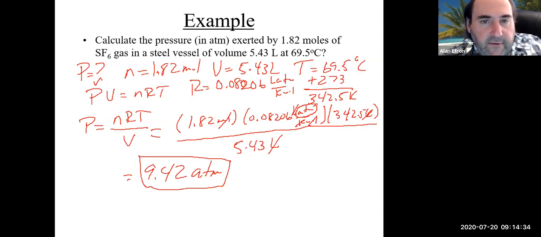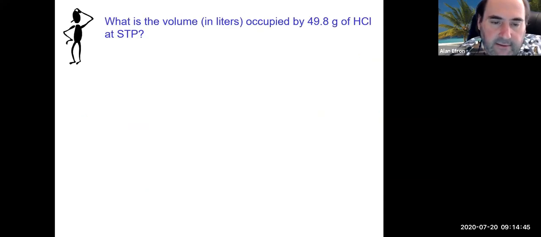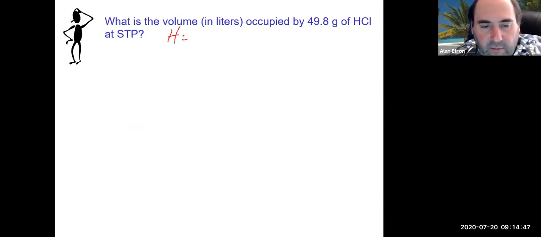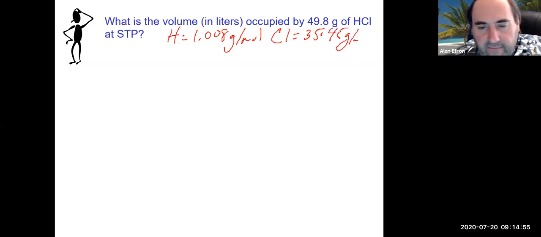What is the volume occupied by 49.8 grams of HCl at STP? Let me give you some numbers that might help you there. So hydrogen is 1.008. Chlorine is 35.45 from the periodic table, grams per mole.